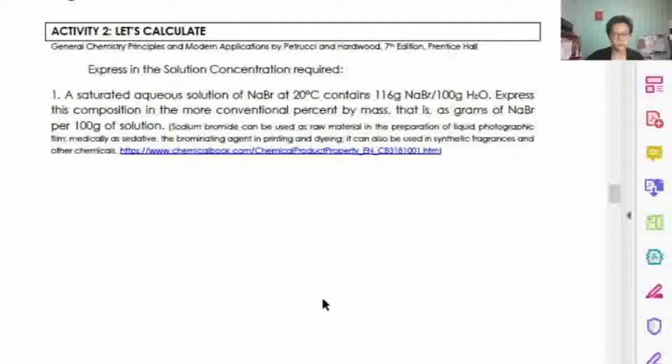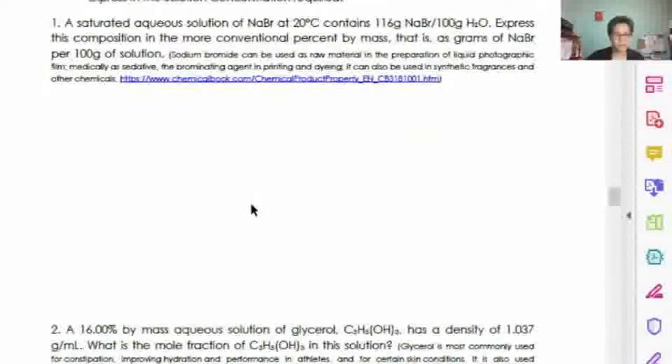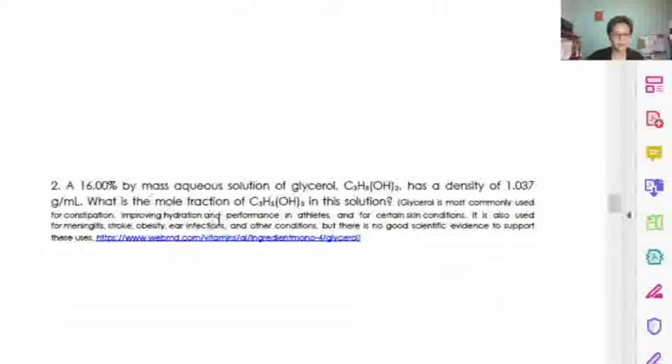So, Activity 2. Understand and follow the examples given, and to have a visual understanding of this problem, you may check this link to read about the sodium bromide. And so with this problem, for you to have a visual understanding of glycerol.